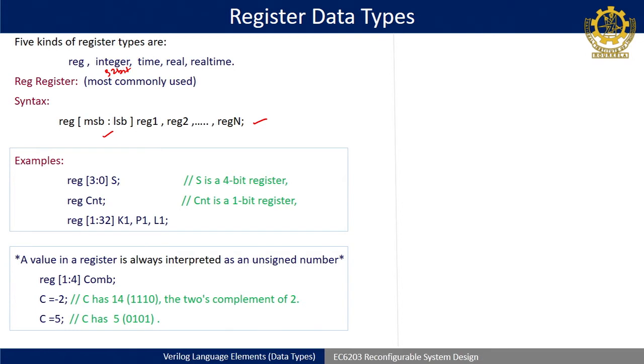And you can go for parameterization also. So few syntax like reg [3:0] S. So here S is a 4-bit register. So this portion will define how many bits it contains. Similarly here, as nothing is defined, it is a 1-bit register. So in this case [1:32] K1, P1, L1, I have not written, all are 32-bit registers. So they can store at a time 32-bit of data. So a value in a register is always interpreted as an unsigned number.